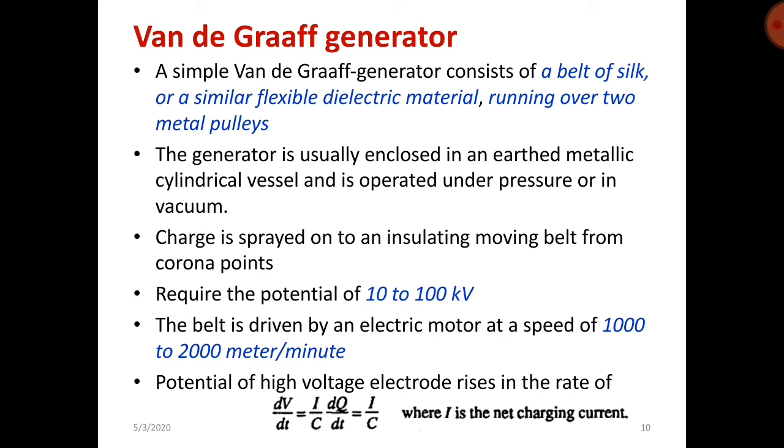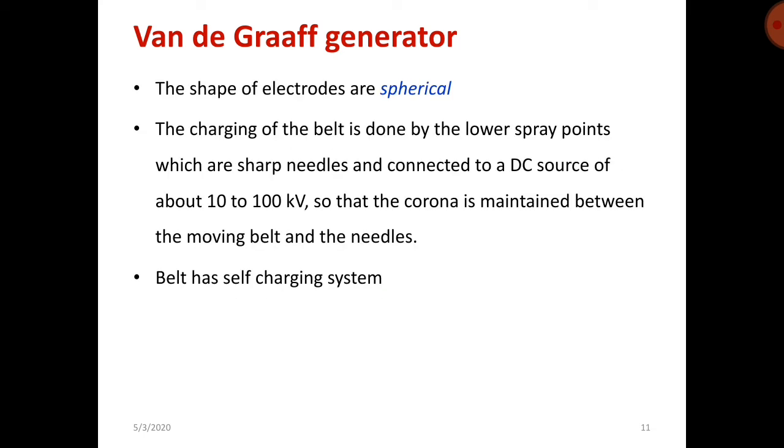The potential of the high voltage electrode rises at the rate dV/dt = (I/C) · dQ/dt, which is equal to I/C, where I is the charging current. The shape of the electrodes is spherical, as we have seen in the construction. The charging of the belt is done by the lower spray points, which are sharp needles connected to a DC source of about 10 to 100 kilovolts, so that the corona is maintained between the moving belt and the needles. The belt has a self-charging system.